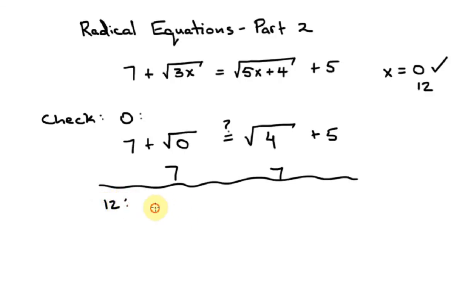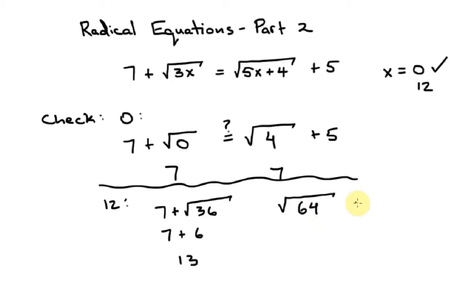All right, bigger numbers here. Bigger numbers, but that's okay. So we got 7 plus the square root of 3 times 12, so that's 36. Actually, let's just finish the left side here while we're at it. Looks like we're coming up with 13. Let's see what we get on the right side. So we got 5 times, here's where I'm looking at, 5 times 12, so that's 60. 60 plus 4 is 64.